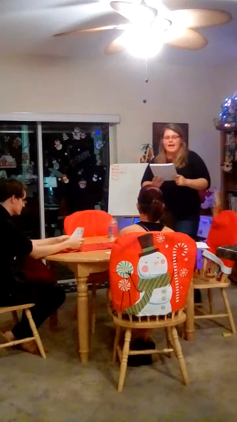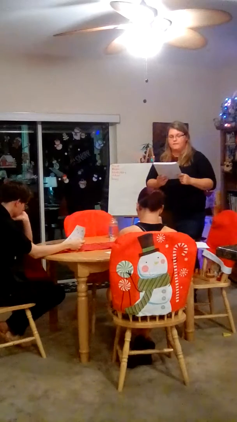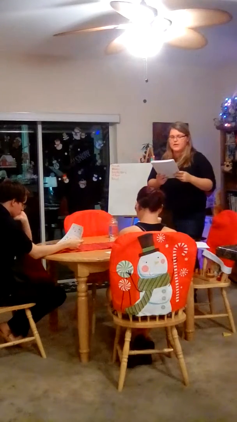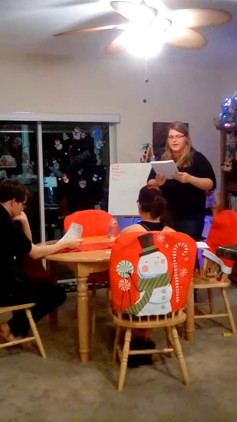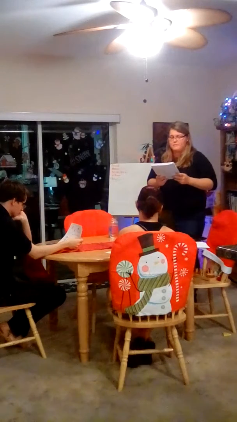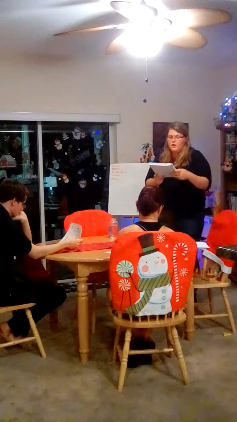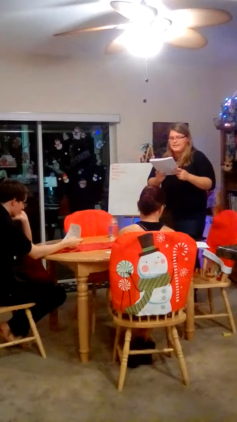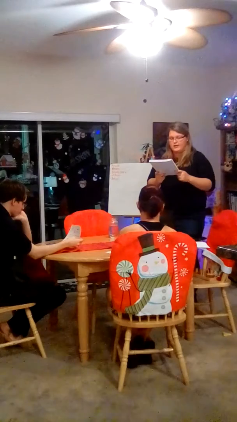Standard is MAFS KG11. Describe objects in the environment using names of shapes and describe the relative positions of these objects using terms such as above, below, beside, in front, behind, and next to. The objective of this lesson is, given an image of a shape, students will be able to identify the name and location of the shape with 75% accuracy or 9 out of 12 questions correct.